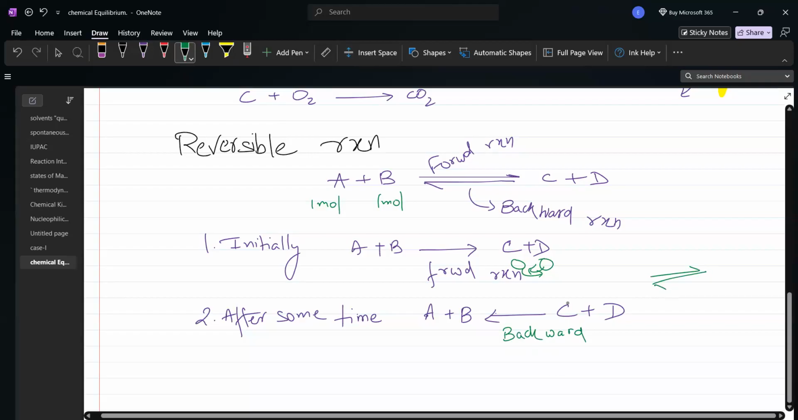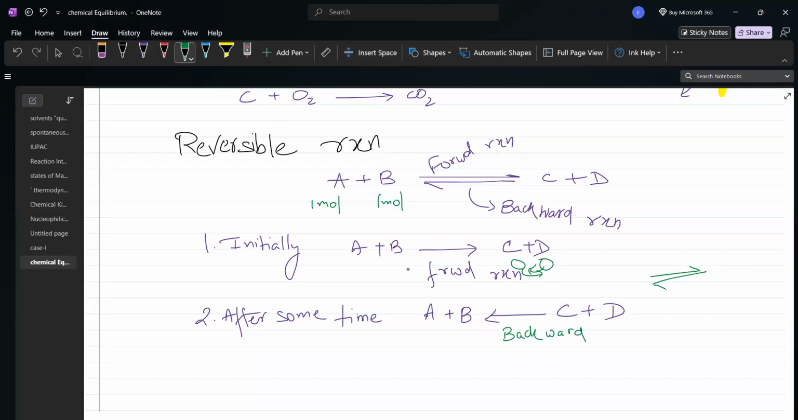So what is happening in real life? A and B molecules are constantly colliding and reacting with each other and making C and D. And C and D are colliding with each other and making A and B again. So A plus B is also reacting, C plus D is also reacting. Both phenomena are going on simultaneously, right? Are you getting this?